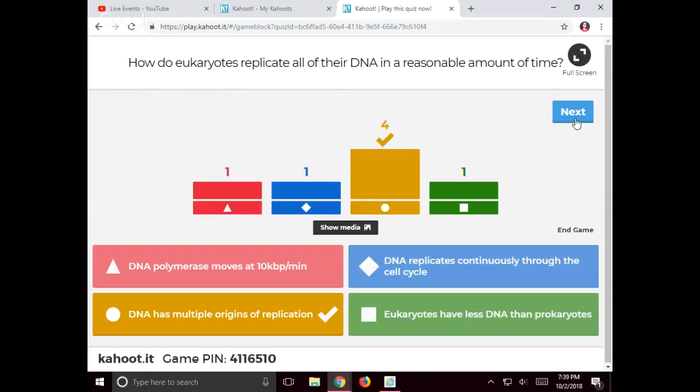The DNA replicates continuously throughout the cell cycle. No, because then it would be exposed to problems. It wouldn't be able to separate. Your mitotic phase would be all messed up. Eukaryotes have less DNA than prokaryotes. Which do you think is a more complex creature, humans or bacteria? That's a way you can think about it. There's obviously more DNA in a eukaryote than a prokaryote, because a prokaryote has the little circle. That's it.